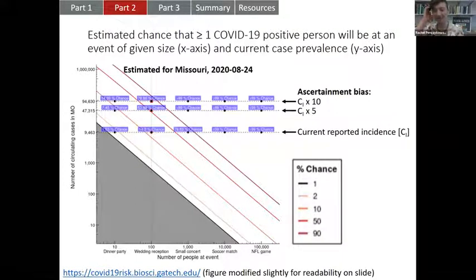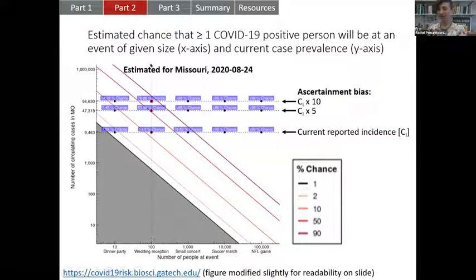So I selected Missouri for this plot, and then the plot is automatically produced, and it shows you, based on the current reported incidence, and then the ascertainment bias of 5 times or 10 times that, what is the current risk that there's at least one infected person in that group.